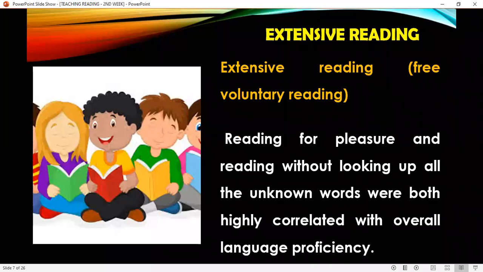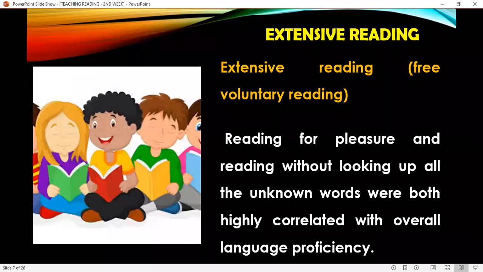Reading for pleasure and reading without looking up. Notice, this is very important. They read without looking up all the unknown words, which is highly correlated with overall language proficiency. So it means they don't say, oh no, I don't understand this word, I'm going to look it up in my dictionary. They just read. They read because they like it.